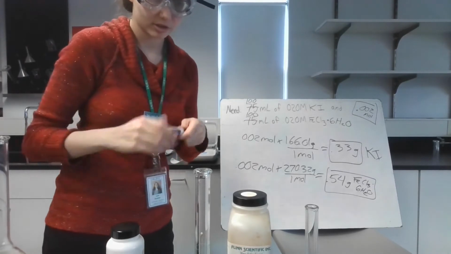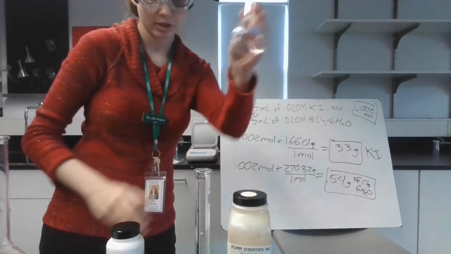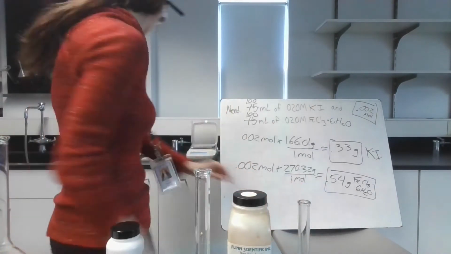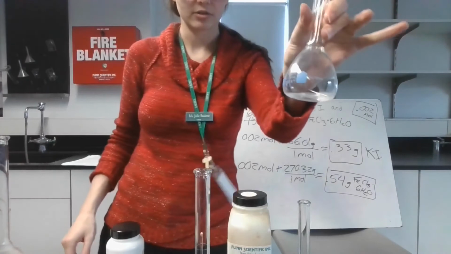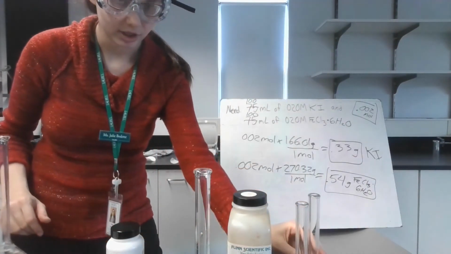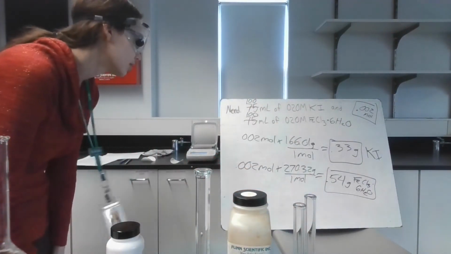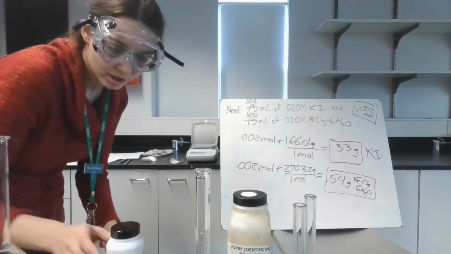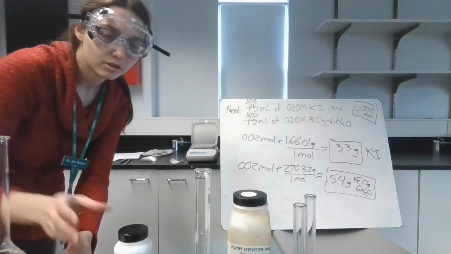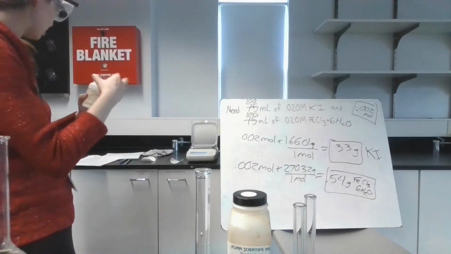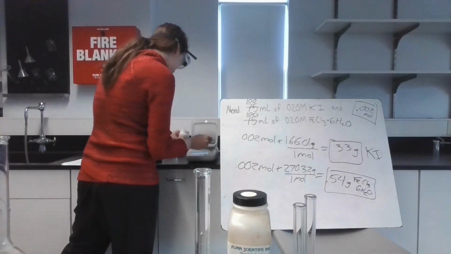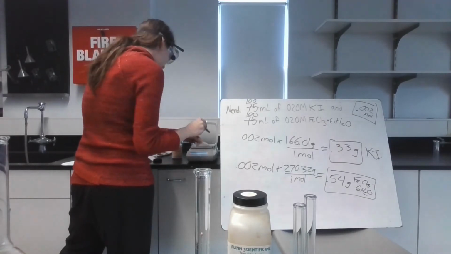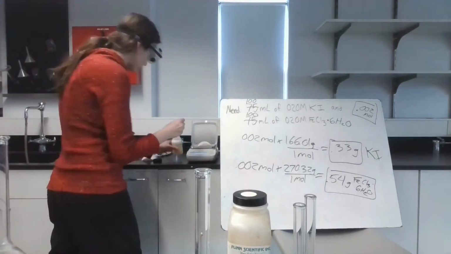And this is actually not too bad. I'm making 100 milliliters of each, so I need a 100 milliliter volumetric flask for each solution. So there's the first one. Here's the second one. And then I just need to weigh out 0.33 grams of KI and 0.54 grams of FeCl3. So let's grab this KI. I have my 0.33 grams. I'm going to take this and put it in here.